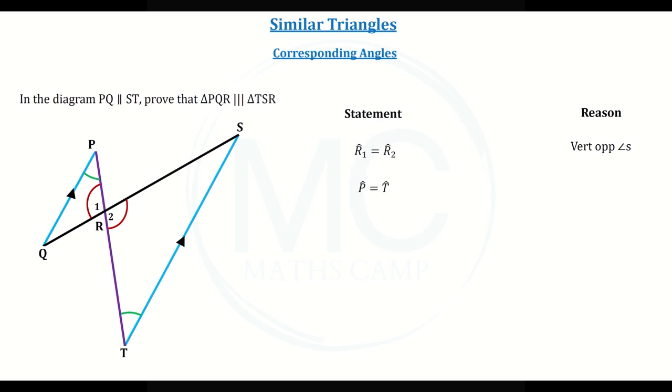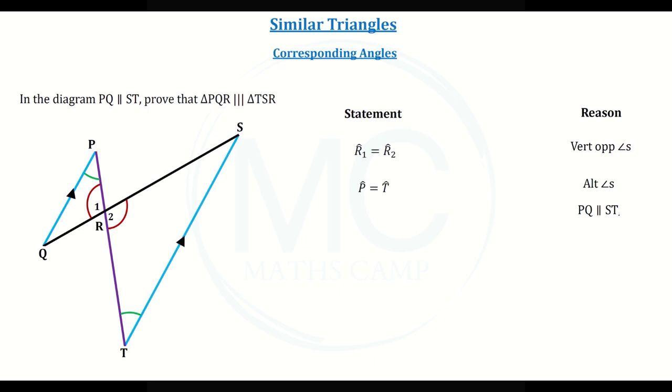These angles are equal because they are alternate angles. So we can use alternate angles as our reason. But we also need to indicate why P and T are alternate angles. And this is because PQ is parallel to ST. So we can give this as our reason as well. Now we have two pairs of corresponding angles that are equal. And if two pairs are equal, the third pair will be equal as well.